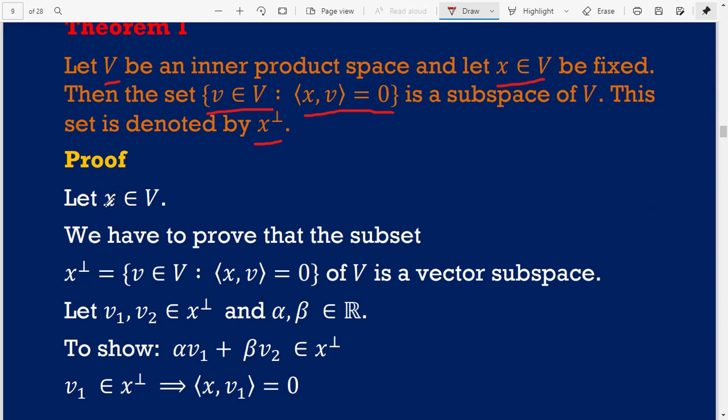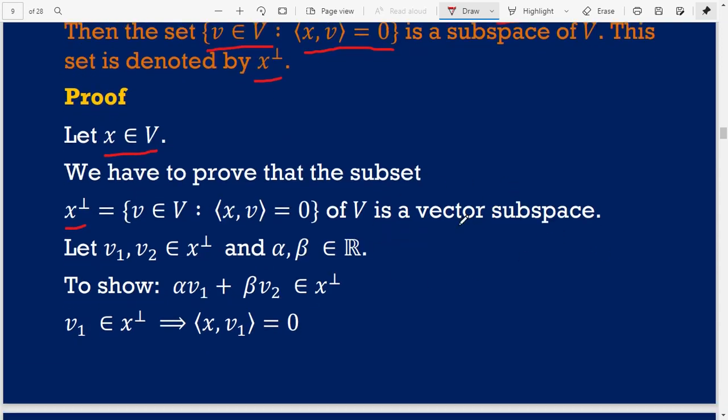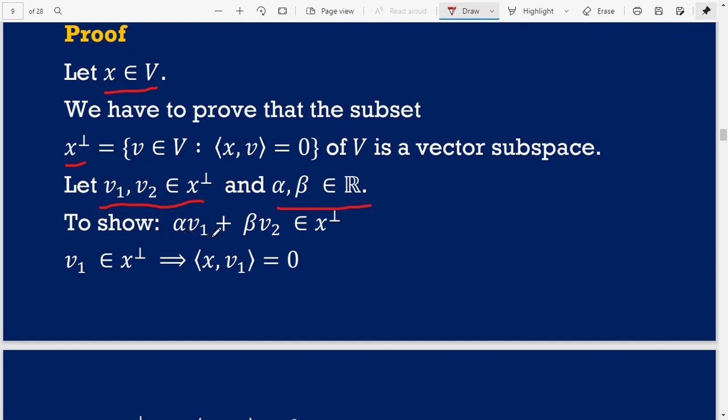Proof. Let x belongs to V. We have to prove that the subset x orthogonal, equal to v belongs to V such that inner product x with v is equal to 0, of V is a vector subspace. So we let v1 and v2 belong to x orthogonal and alpha, beta belong to R. So we have to show that alpha v1 plus beta v2 belongs to x orthogonal.